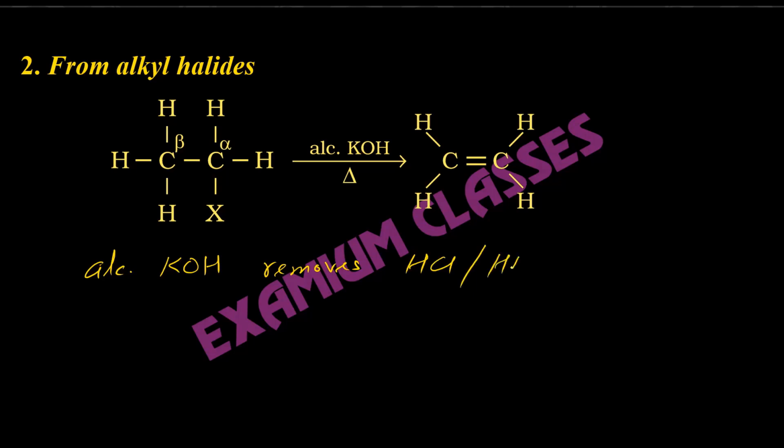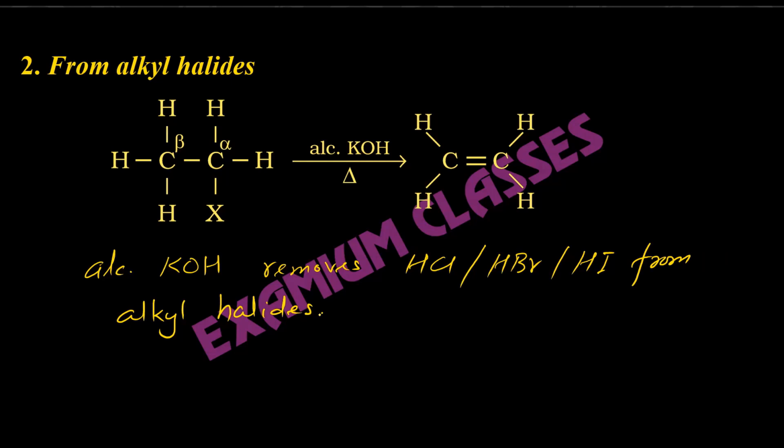HCl or HBr or HI from alkyl halides. You will read this statement 3-4 times. Quickly read it. Wherever you see alcoholic KOH and heat written, this is the first thing which should come to your mind. If it is an alkyl halide, it will remove the hydrogen halide.